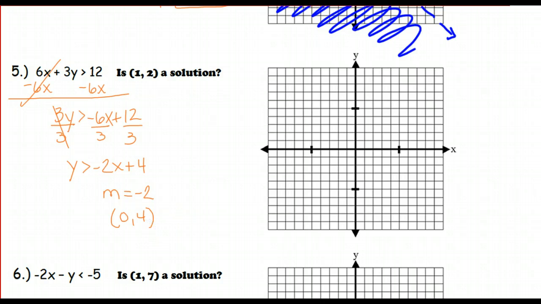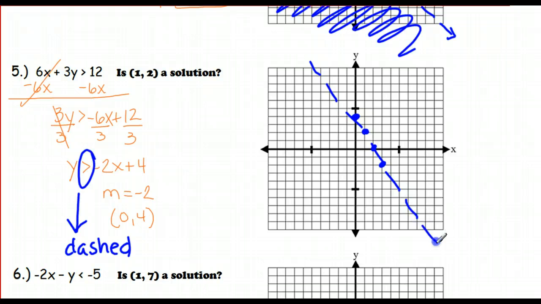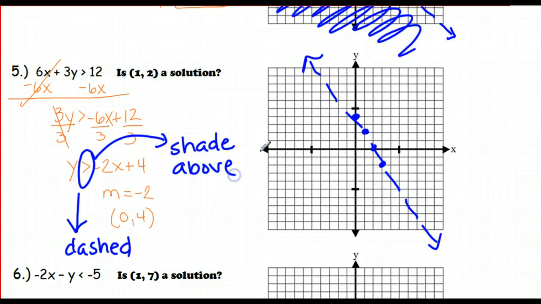So let's go ahead and graph this. We have a y-intercept of 4, and we have a slope of -2. Now this is a greater than symbol, which means I'm going to do a dashed line. So I'm going to go ahead and do that. Dashed line. And then we need to decide where to shade. It's a greater than symbol, so we're going to shade above the line. Shade above. So above my line would be over here.